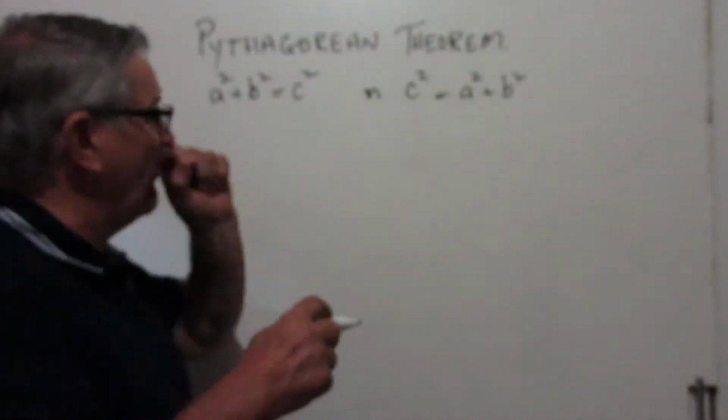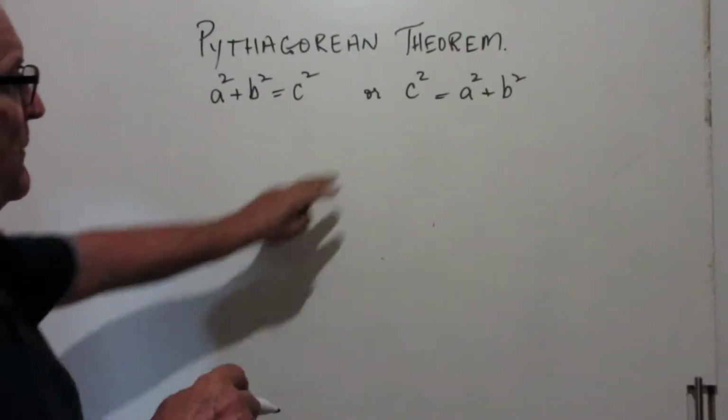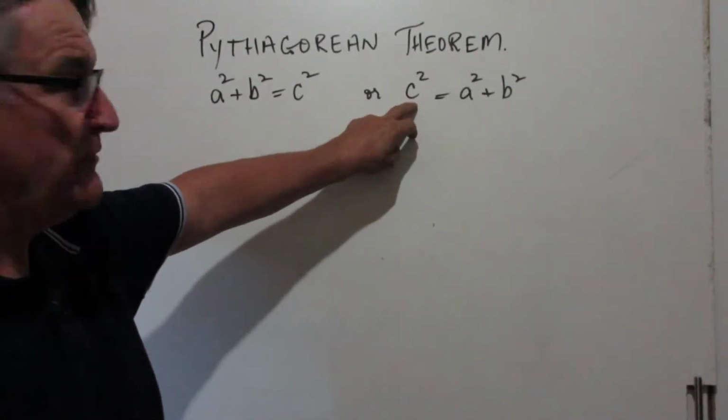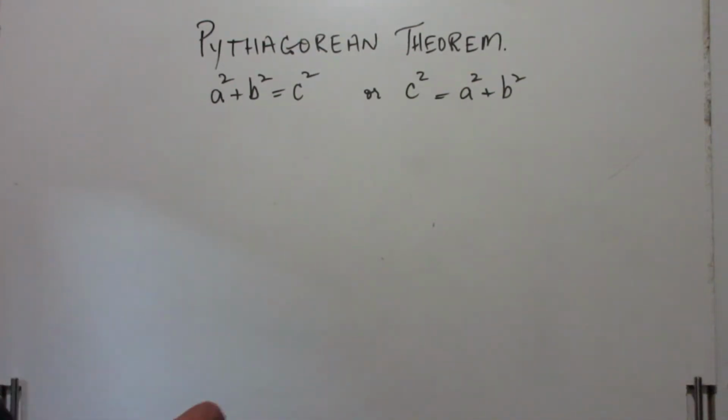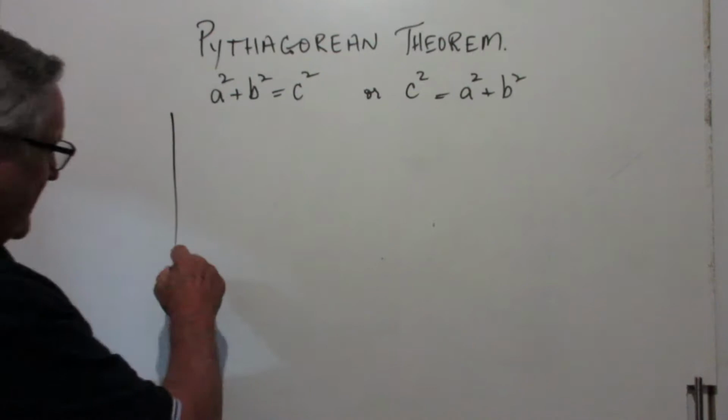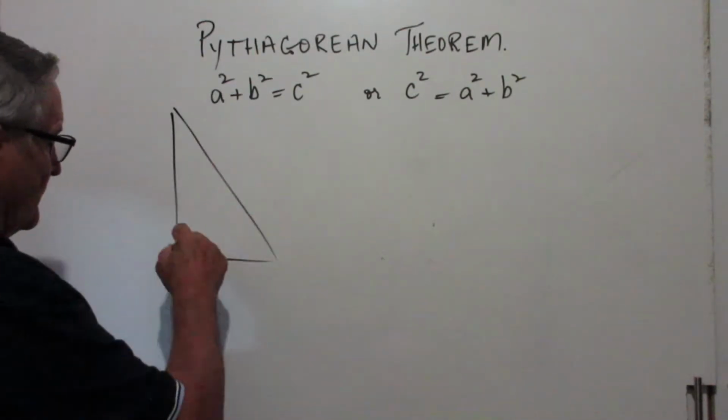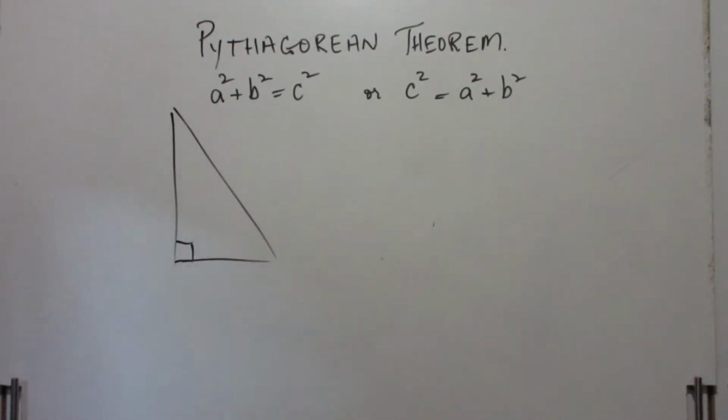We're going to have a look at Pythagorean theorem. It can be written in either form, means exactly the same thing, depending if you want to find the hypotenuse, C, or whether you want to find one of the legs, A and B. Pythagorean theorem applies only to 90-degree triangles, to right triangles.